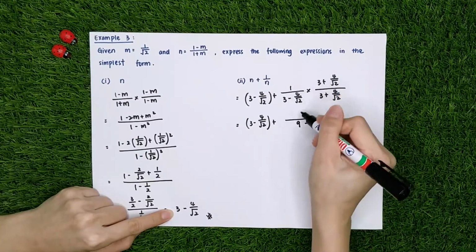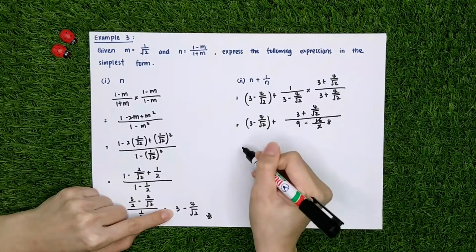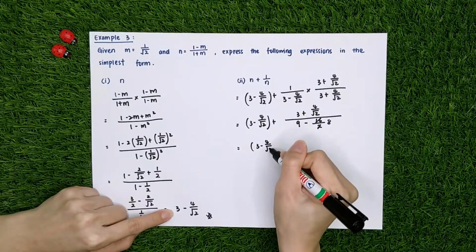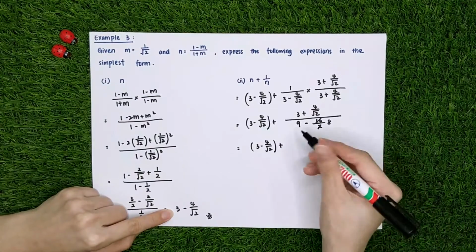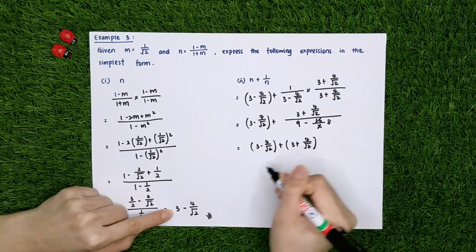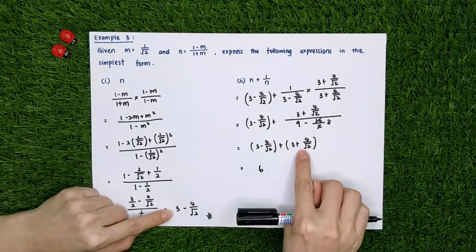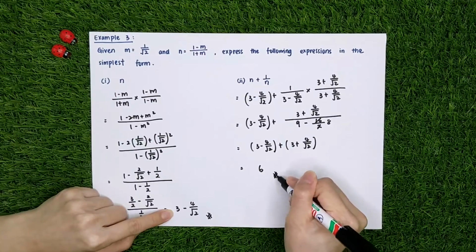Okay? So now upstairs you will get 3 plus 4 over square root of 2 equals to 3 minus 4 over square root of 2 plus 9 minus 8, you will get 1. So you will get 3 plus 4 square root of 2. 3 plus 3 you will get 6 at here. Minus 4 square root of 2 plus 4 square root of 2 you will get 0. So this is your answer.